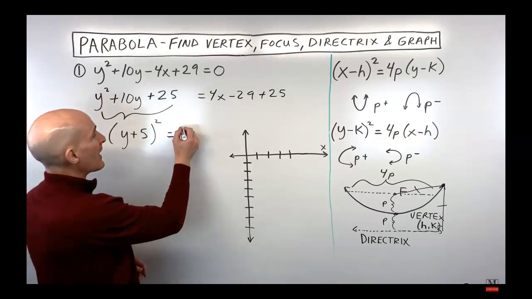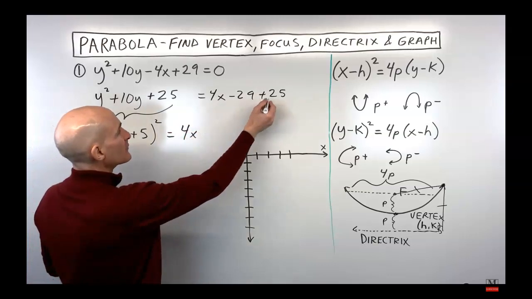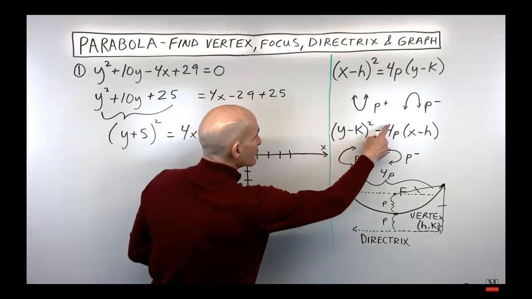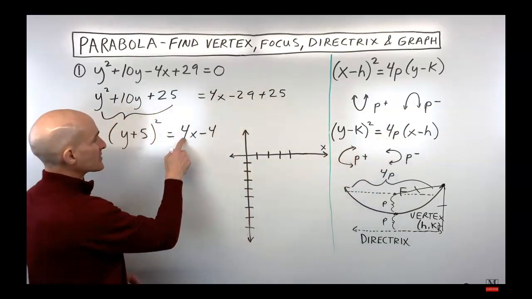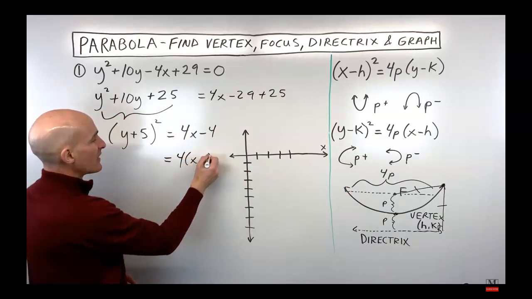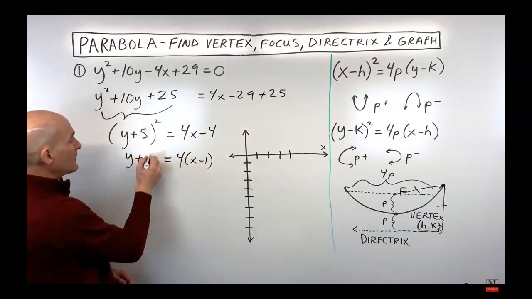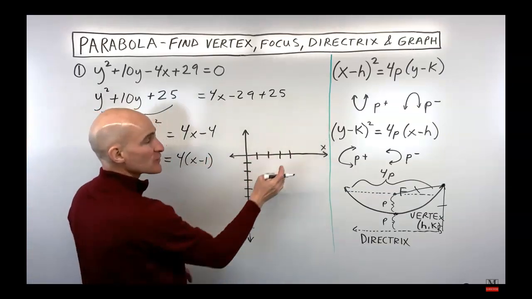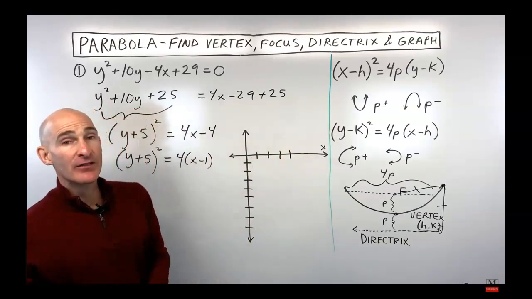Now over here, if we simplify, we get 4x, we get 29 plus 5 is negative 4. And then I'm going to factor out this coefficient in front of the x. So in this case, I'm going to factor out a 4. And that's going to leave us with x minus 1 on the right. And on the left, we have y plus 5 quantity squared. Okay, so now we have it in this form, and we can identify the vertex.